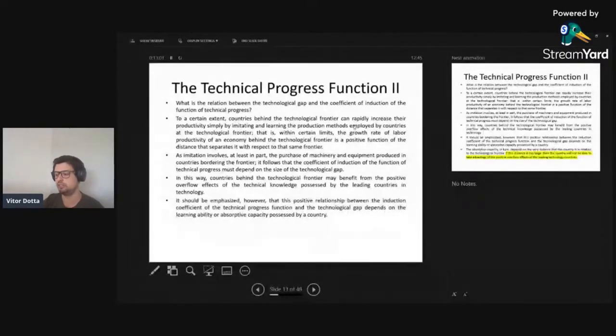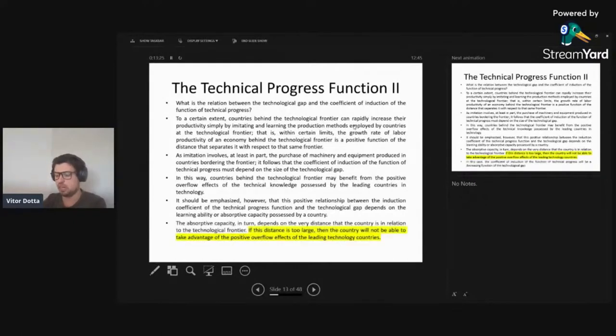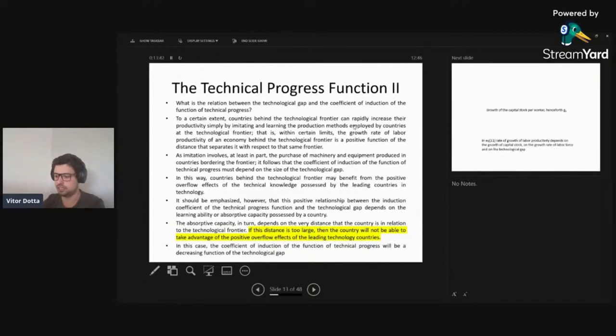But it should be emphasized, however, that this positive coefficient depends on the learning ability, and this is crucial for the model, the learning ability and the absorptive capacity that a country possesses. The absorptive capacity depends on the distance that this country is in relation to the technological frontier. If the distance is too large, then the country will not be able to take advantage of the positive overflow effects of leading technology countries. In this case, the coefficient of induction of the production function will be a decreasing function of the technological gap.